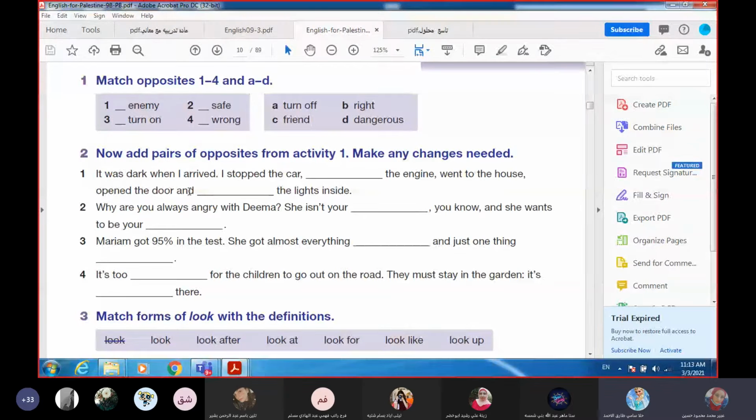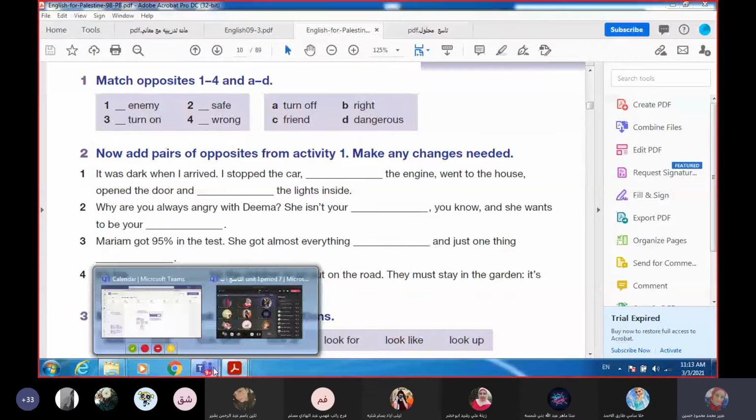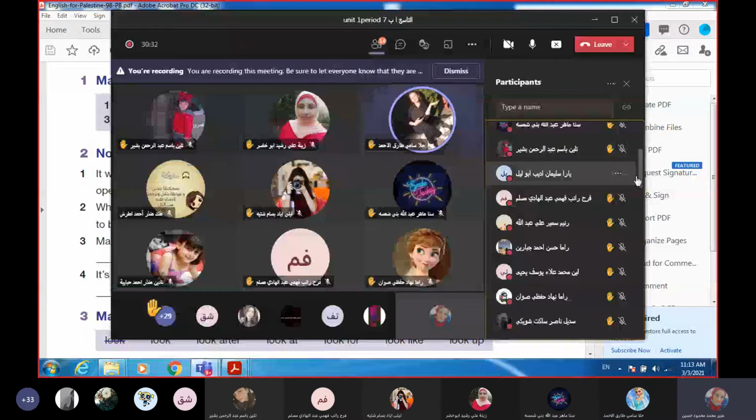Number 1. It was dark when I arrived. I stopped the car, turned off the engine, went to the house. Thank you. Let me choose another student in order to answer. Yalla Lin Mohammad.